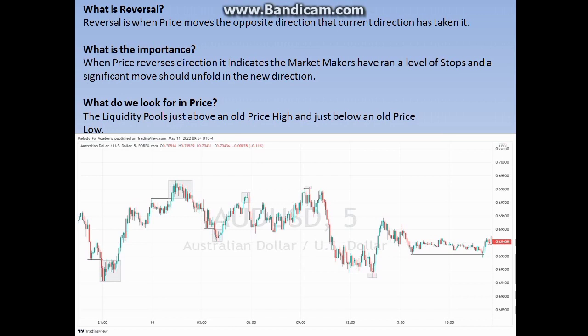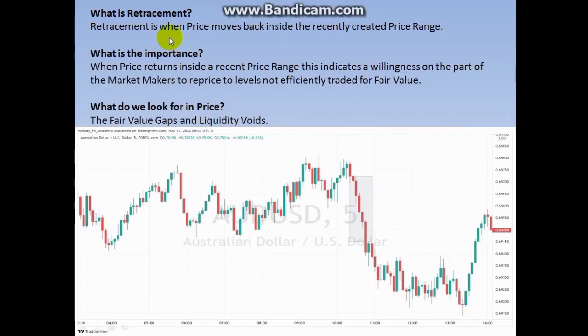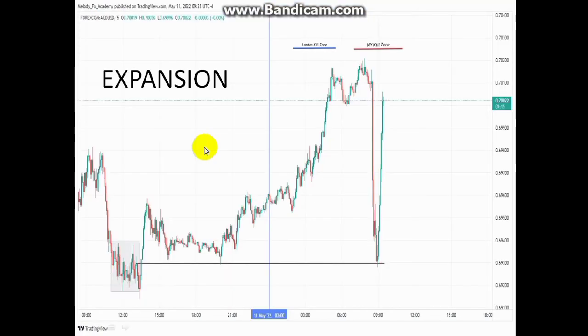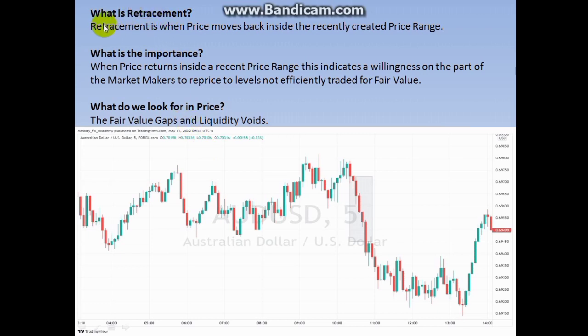Okay, so now we know the two concepts that were being taught to us in the ICT 2022 model. It's actually a reversal concept and a bit of retracement, but just the fair value gaps. So we talked about, actually taught about, the retracement, which is just one concept of it, the fair value gap, and the reversal.